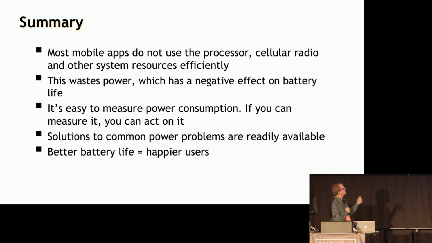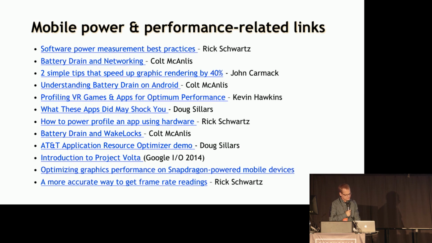So most apps, surprisingly, do not use the processor, cellular radio, or other system resources efficiently. This wastes power, which has a negative impact on battery. That's one of the reasons all of us are always struggling to get through the day on our devices. It's very easy to measure power consumption. If you can measure it, you can act on it. You should know how much power your app uses. You should know how much your competitors use. And you should know how to improve it. Solutions are readily available. They're easy to do. And better battery life is obviously going to make for happier users.